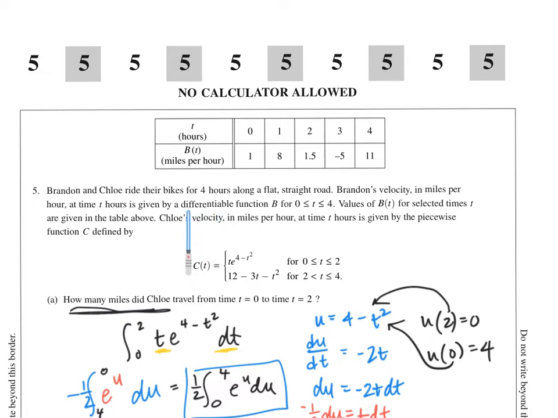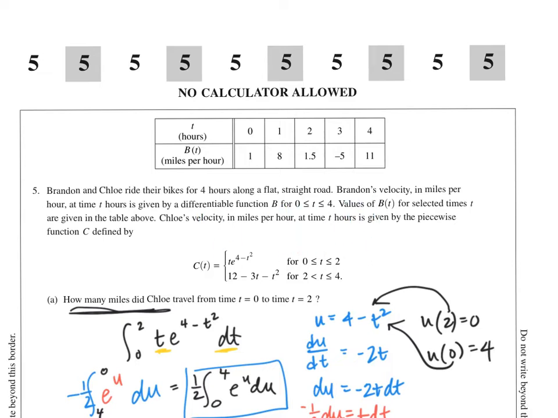If they're letting you know a function is differentiable, in order for it to have a slope at all points, meaning it is differentiable, it has to be continuous. So because they told us that it is differentiable, therefore we know Brandon's velocity is also continuous.